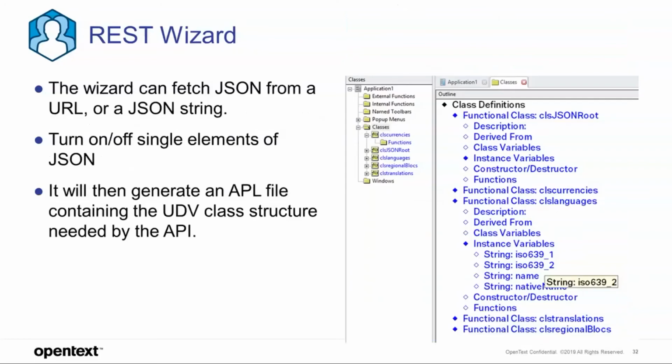So let me go to the next slide. The wizard can fetch JSON from a URL or a JSON string, as I mentioned. You can turn single elements of the generated class on or off, and there will then be an API file that you can include into your application to consume those REST services. And this is really very helpful, especially if you have complex returns, including arrays and UDVs and everything, then this has become really very easy now.